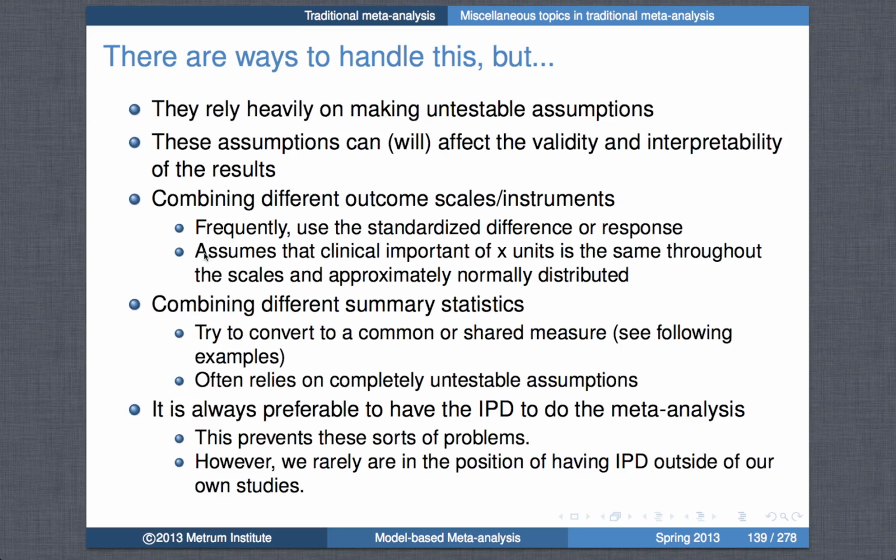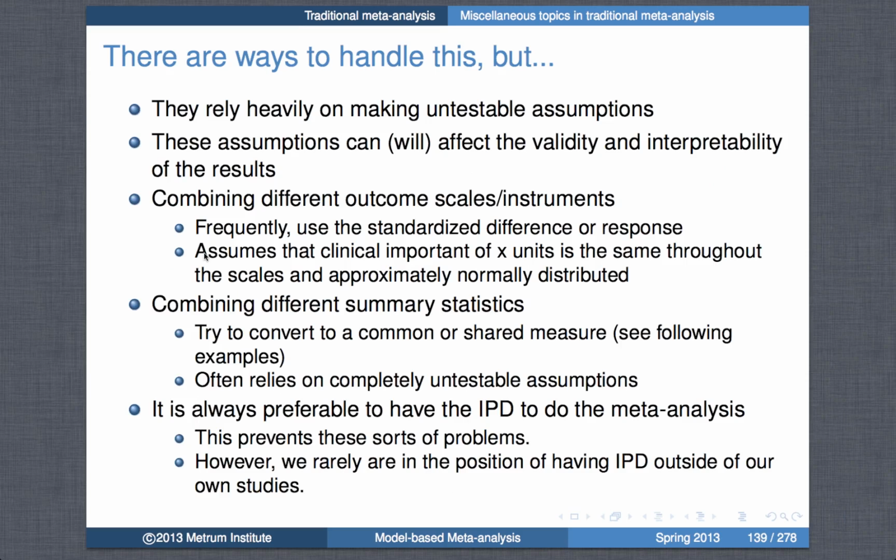But let's talk a little bit about how to do it. If we have these different outcome scales or different instruments, so think about the ADAS-Cog versus the MMSE, how do we pool those? Typically what's done is we'll use some sort of standardized response or standardized difference. If we're working on difference from placebo for both of those, you may take the difference from placebo for the ADAS-Cog measurements divided by their standard errors. And for the MMSE, you would do the same thing. You take the difference from placebo divided by standard error, and you work with that standardized difference.